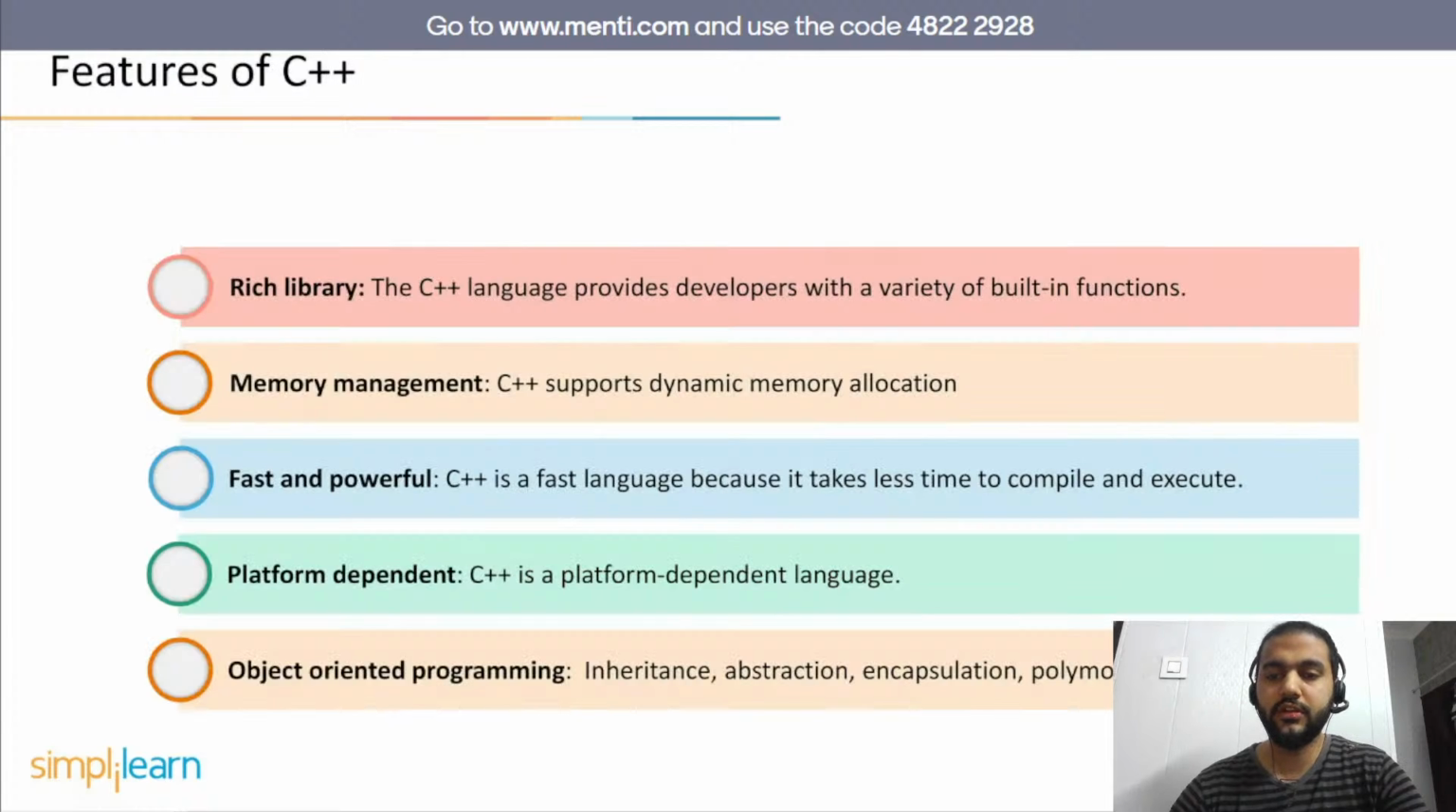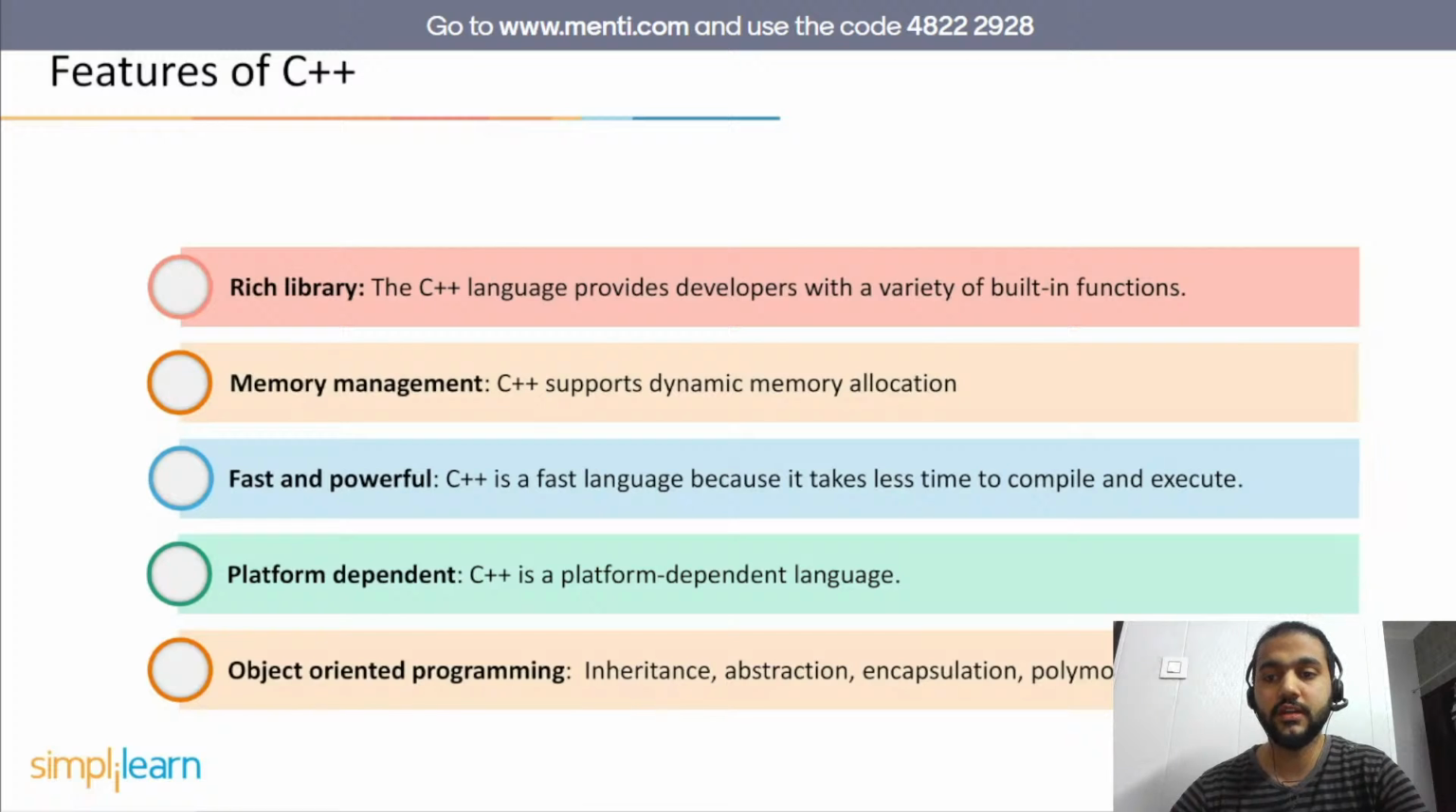Now, coming to features of C++. There are various features of C++, so let's have a look at them. First is rich library. C++ provides users with a large number of built-in libraries that aid in the development of software in a more efficient and effective manner. Such libraries can be accessed by anyone simply using the right header files.